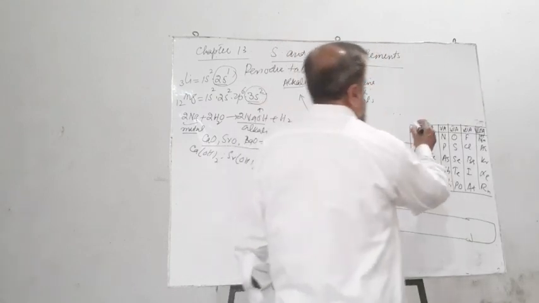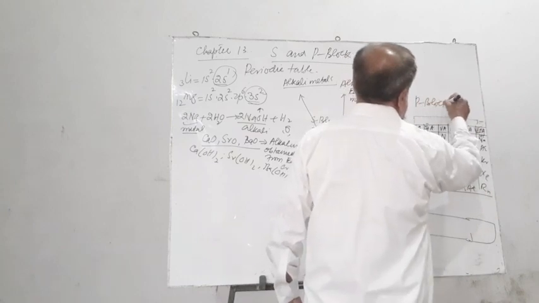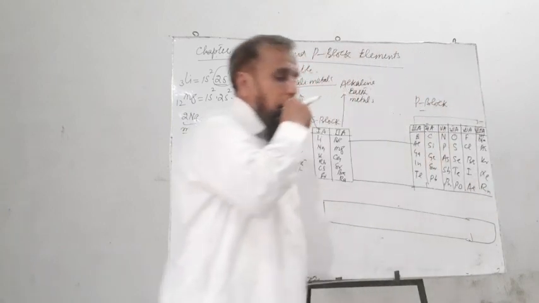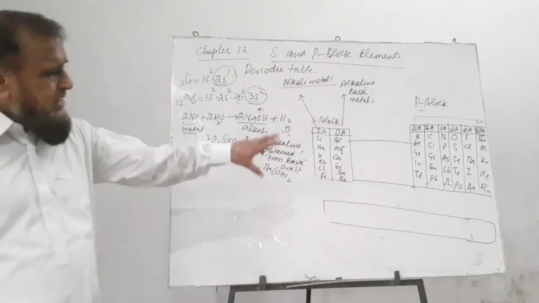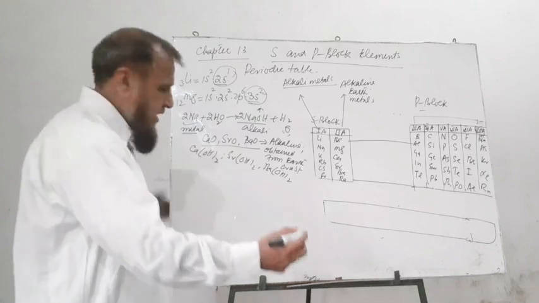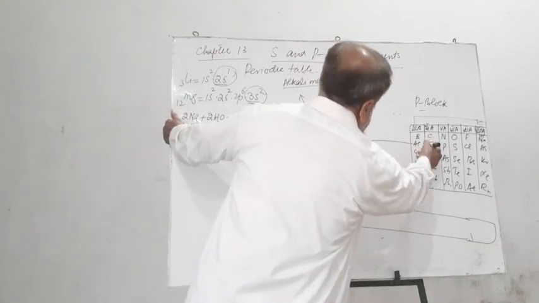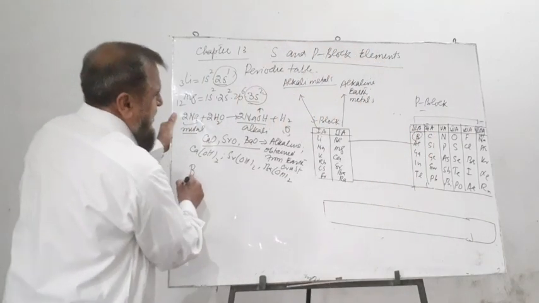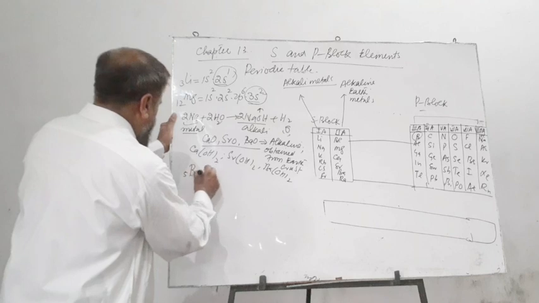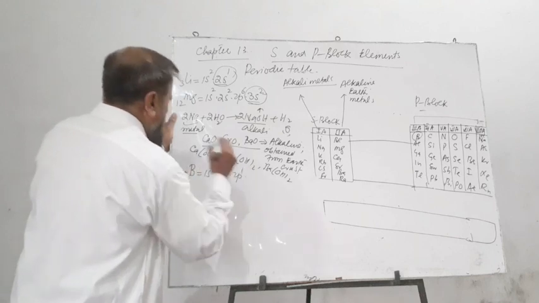The elements present in group 3A to 8A are known as p block elements. The reason is that if we draw their electronic configuration, the last electron will always enter the p subshell or p orbital. For example, the first example of group 3A is boron. Atomic number is 5. Configuration is 1s2, 2s2 and 2p1.